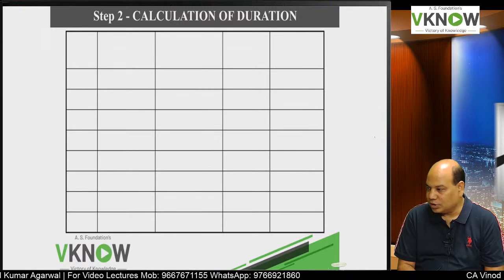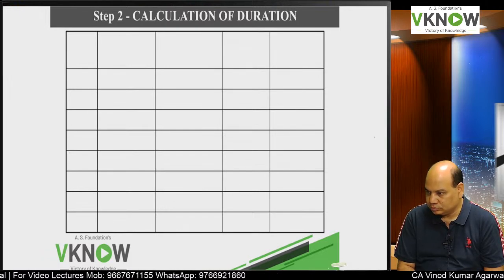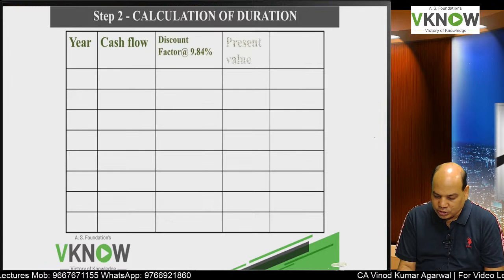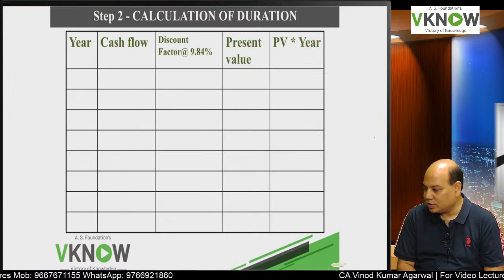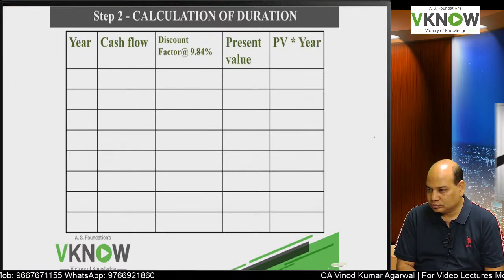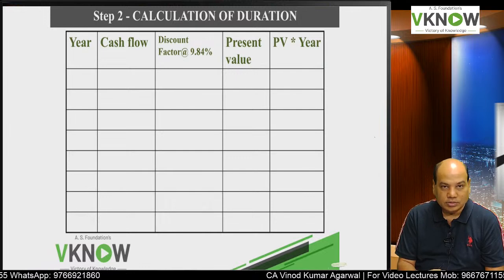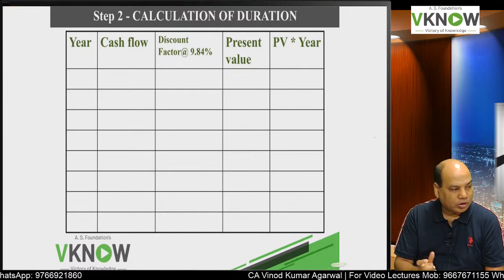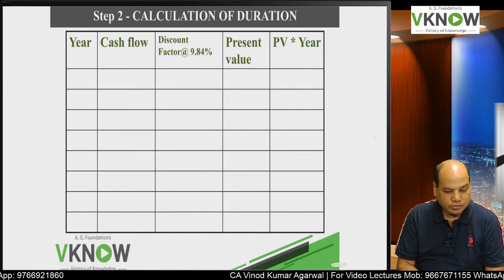Step 2 is calculation of duration. We will use that 9.84% as a discount rate. So the format is: year. We can solve by formula method also. We can solve by tabular format also.